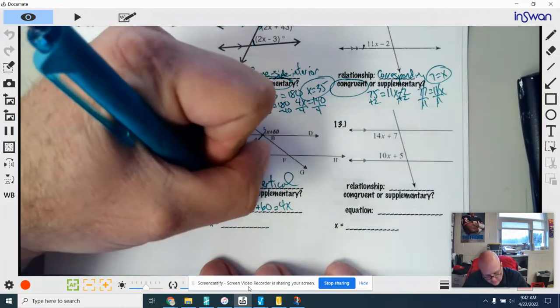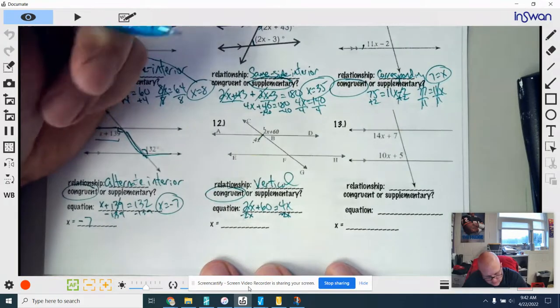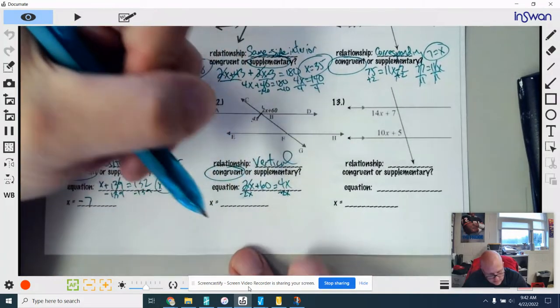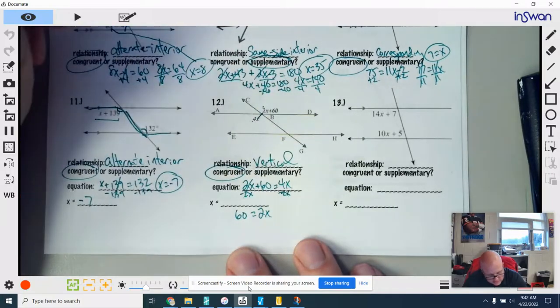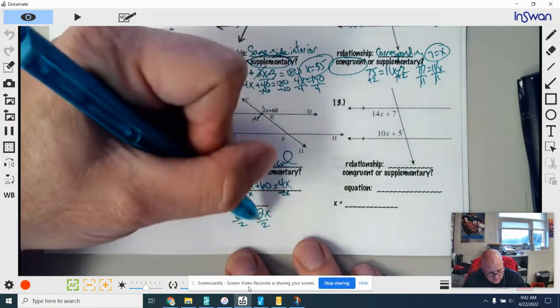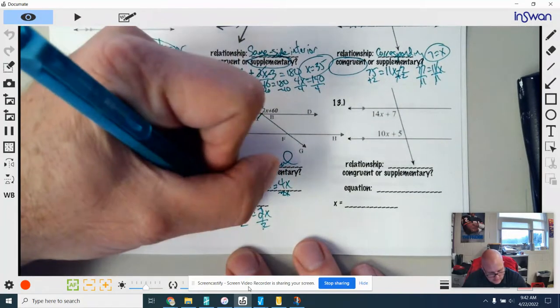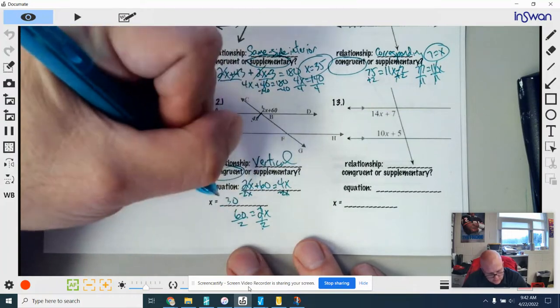And if I want to solve for x, I'm just going to subtract 2x right here. So that cancels. I'll come down below, give myself a little bit of room. 60 equals 2x. At that point, I would divide everything by 2. So that cancels. And then we get x is equal to 60 over 2, which is 30.